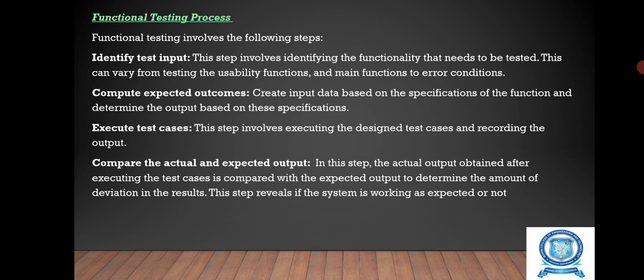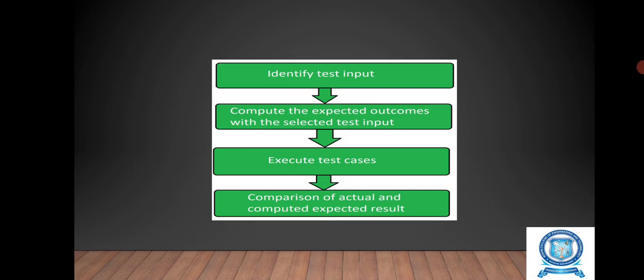Compare the actual and expected output. In this step, the actual output obtained after executing the test cases is compared with the expected output to determine the amount of deviations in the results. This step reveals if the system is working as expected or not. So this is a diagram which shows identifying the test input first, then computing the expected outcomes with the selected test input, then executing the test cases, then comparing the actual and computed expected results.